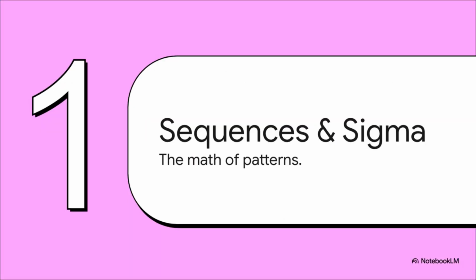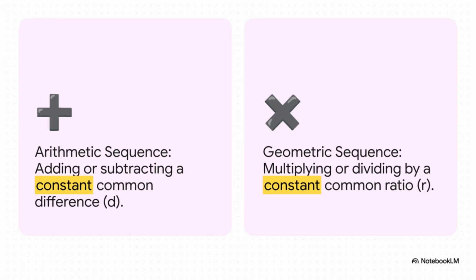First up, sequences and series, which is really just the math of patterns. We're going to focus on the two big ones you'll see on your exams, arithmetic and geometric sequences. And of course, we'll cover that powerful sigma notation for summing them all up. Okay, so what's the difference between these two?